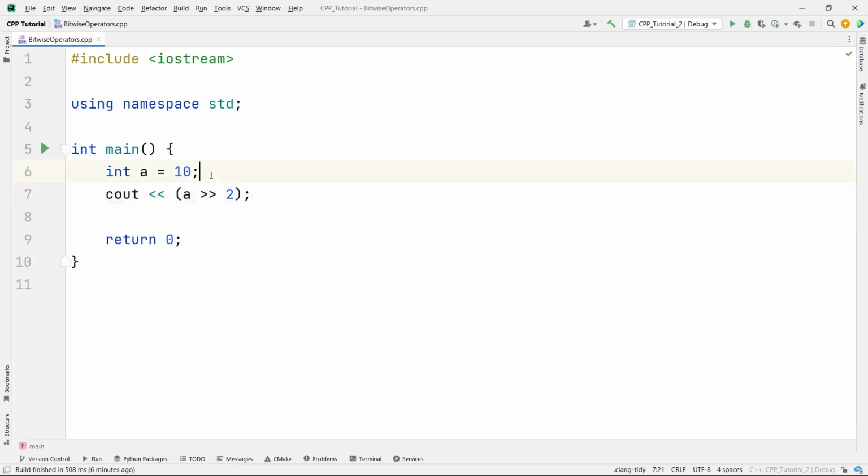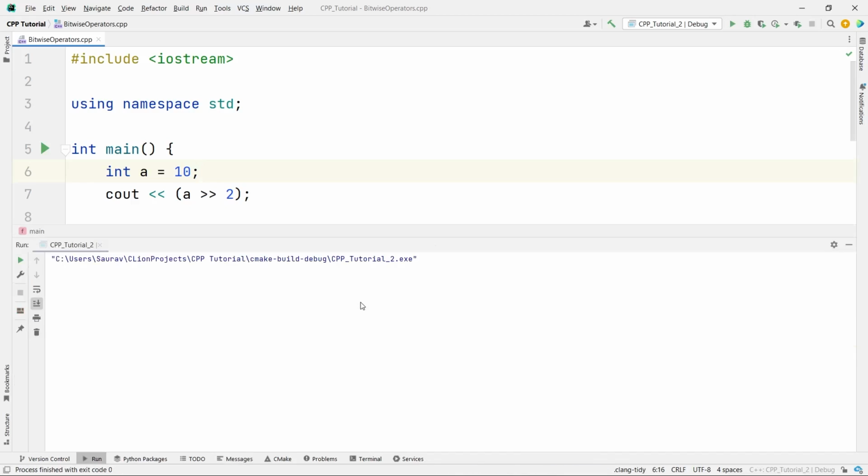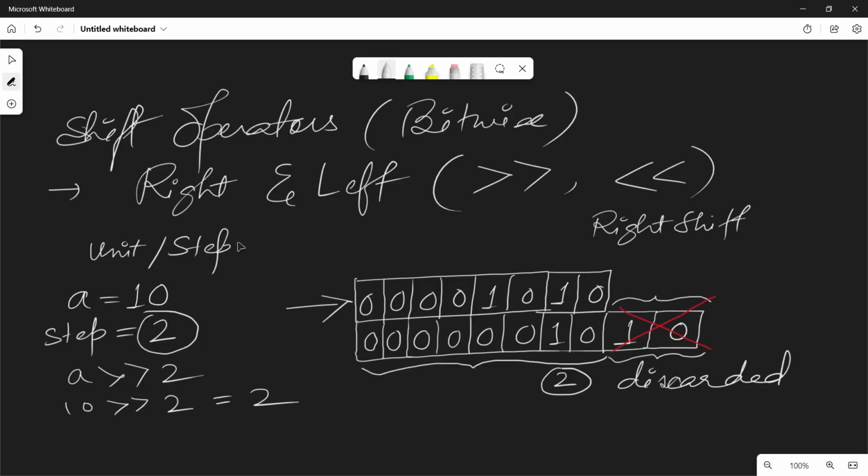As we saw, 10 when it was right shifted by 2 units, the output was 2, right? Let's run this and check. Yes, guys, you can see here, right? We're getting the proper output. Okay. So generally remember, when we go towards the right, when we shift the bits towards the right, the value generally decreases. Okay. So this was the diagram and this was the explanation.